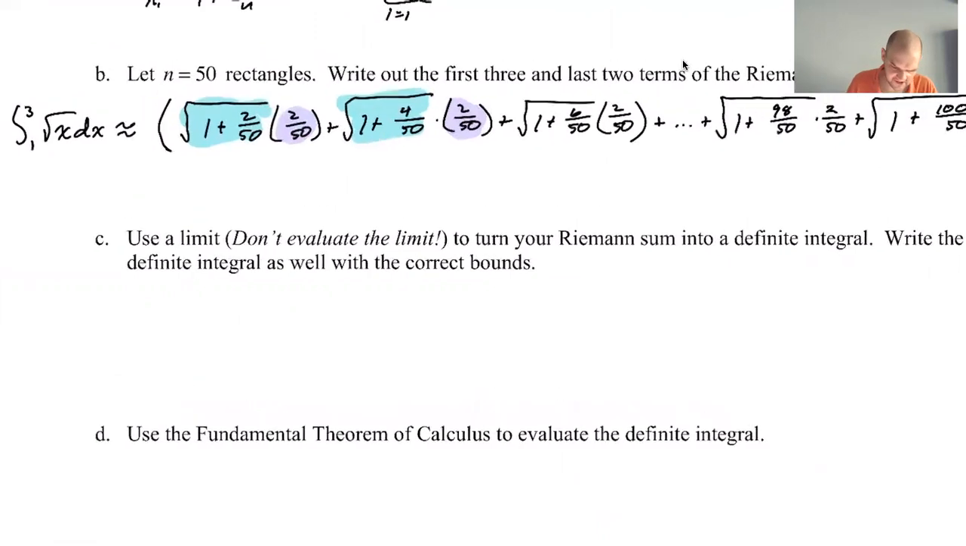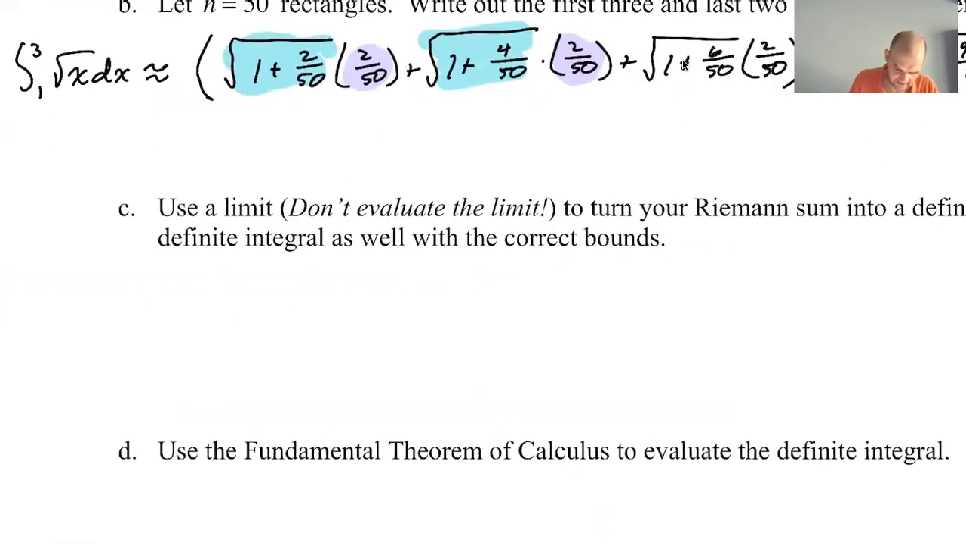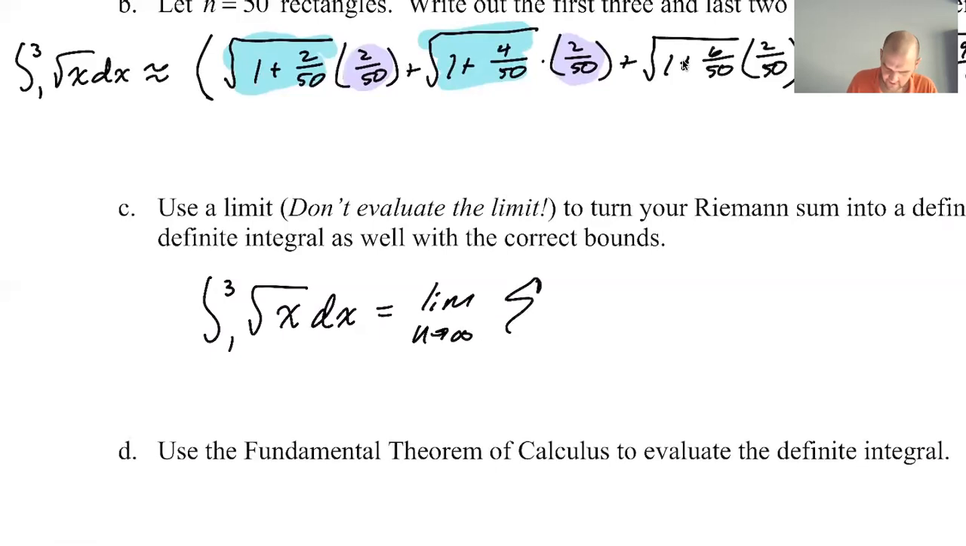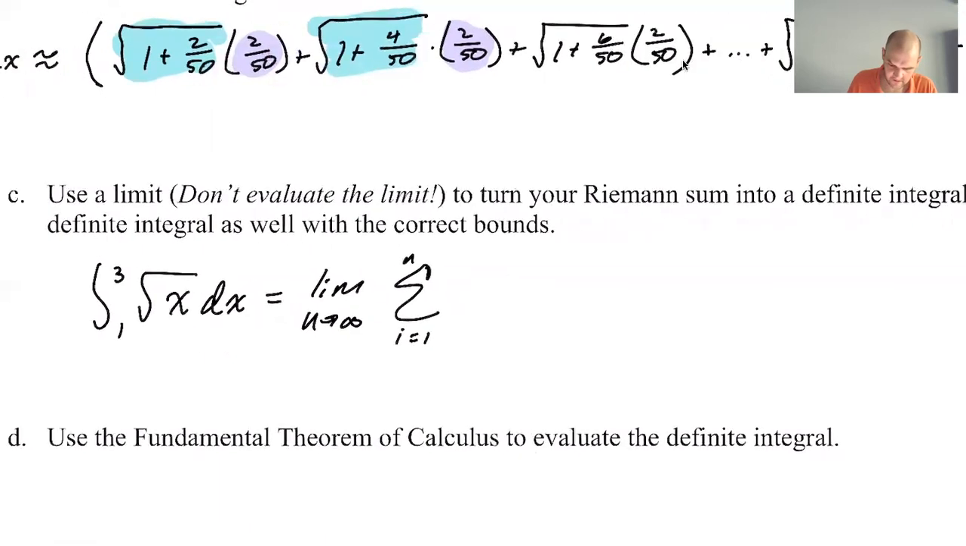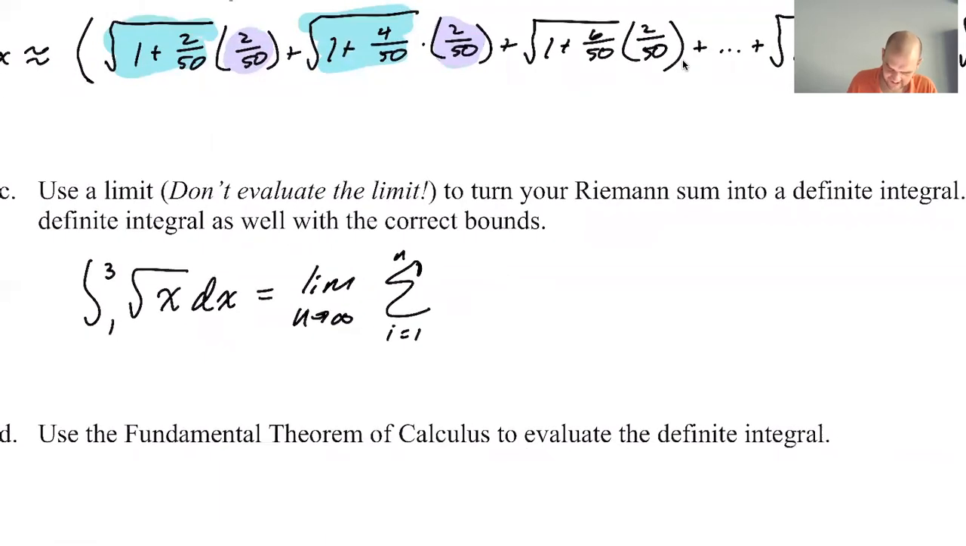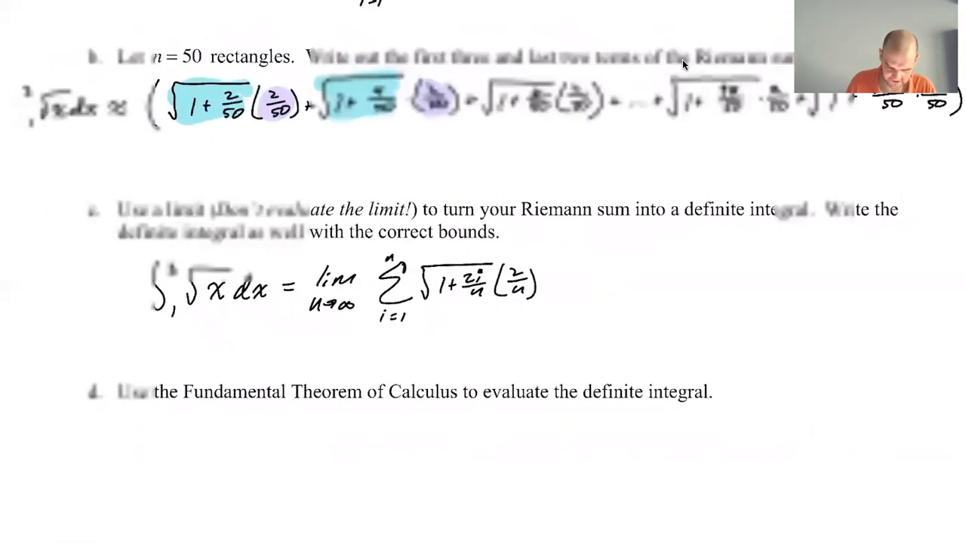So this is just saying that the integral from 1 to 3 of the square root of x dx is actually equal to the limit as n approaches infinity of the square root of 1 plus 2i over n, times 2 over n. So that's what it's actually equal to.